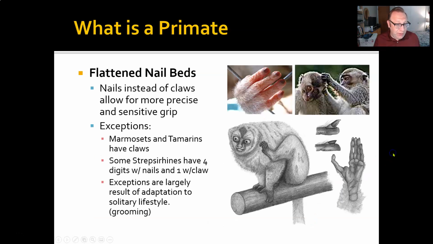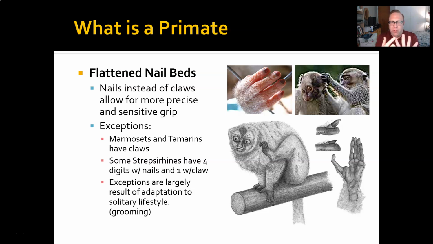Now, along with those opposable thumbs come flattened nail beds. We don't have claws, with a couple of exceptions. I'm going to say that for everything, by the way. This is biology, not science. Science is not a science. We'll put it that way.